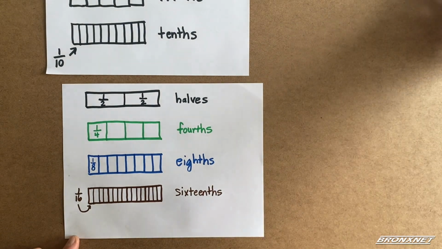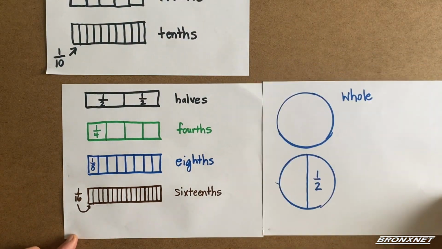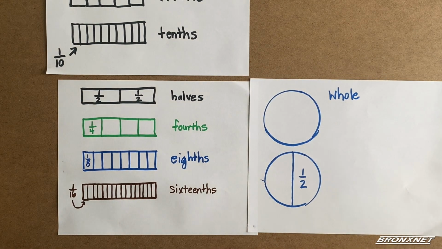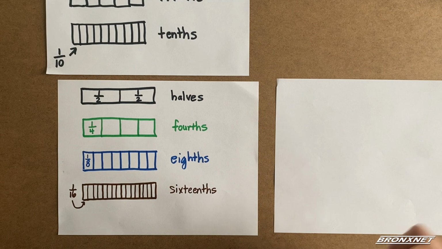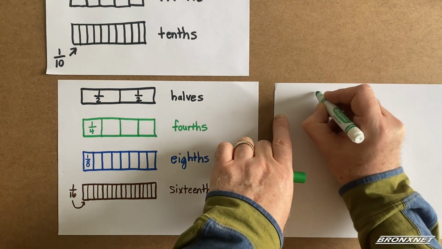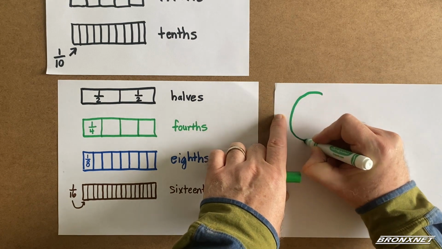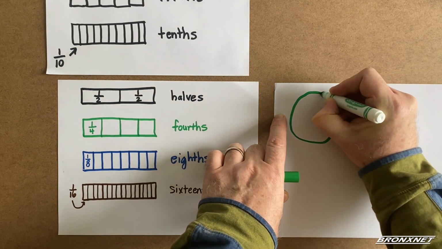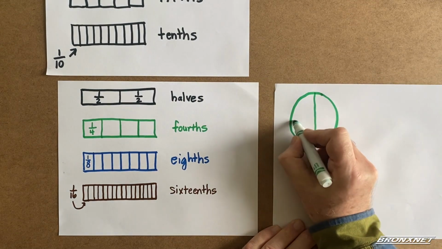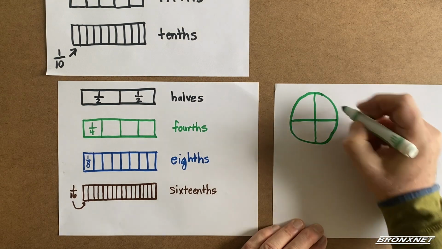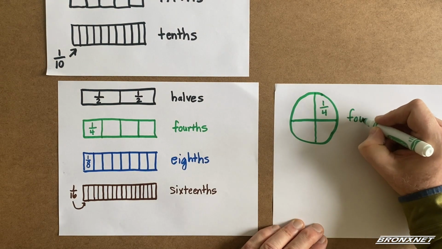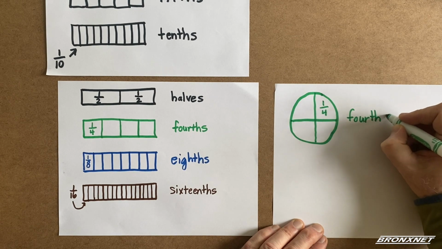Let me go back to my circle and show you how to do the fourths in the circle. Start with a circle. Okay, I'm going to try my best to divide it into 4 equal parts. That's fourths.